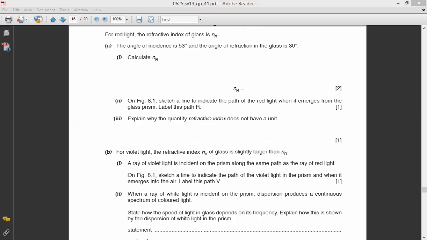Okay, Ella, are you there? Ella, are you there? Okay, Ella, are you there? Okay, now explain why refractive index does not have a unit.